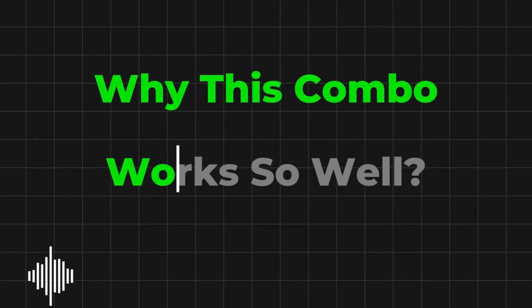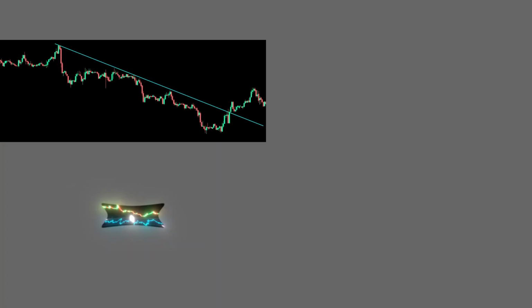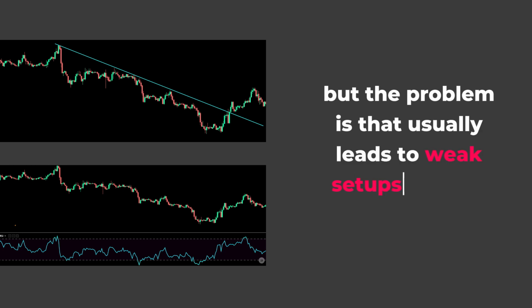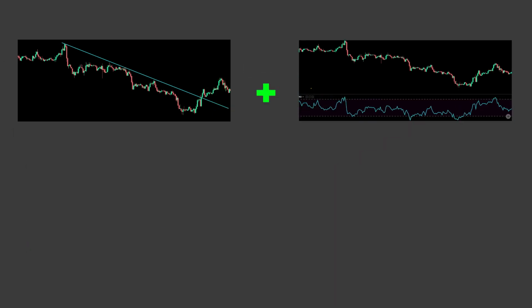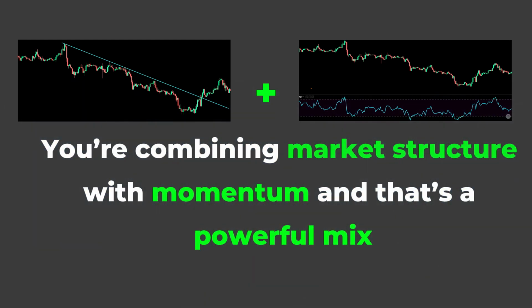This combo works so well. A lot of traders use either trendline or RSI by themselves, but the problem is that usually leads to weak setups or even false signals. When you put the two together, you're combining market structure with momentum, and that's a powerful mix. It helps you stay out of low-quality trades and gives you way more confidence when you actually enter a position.